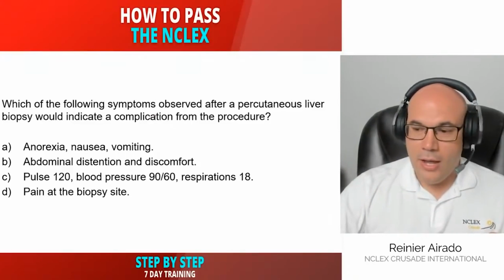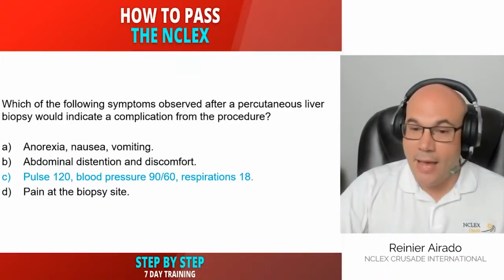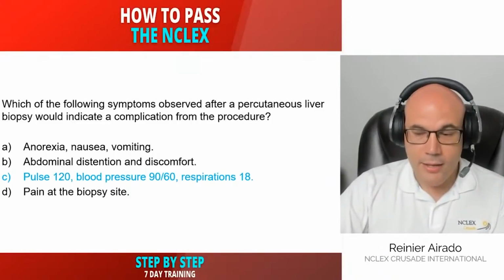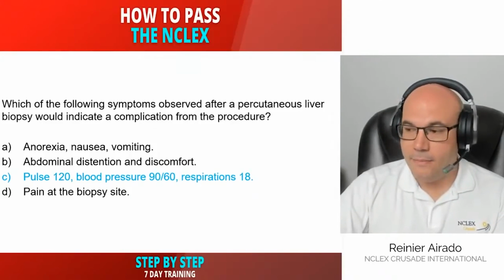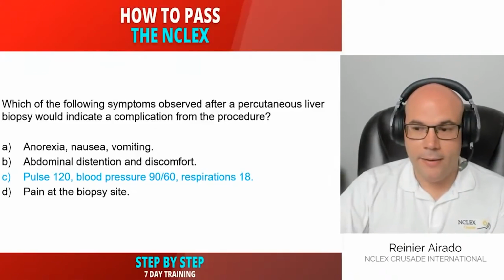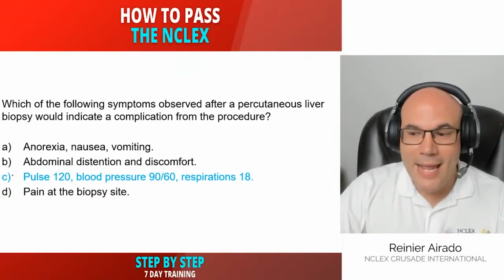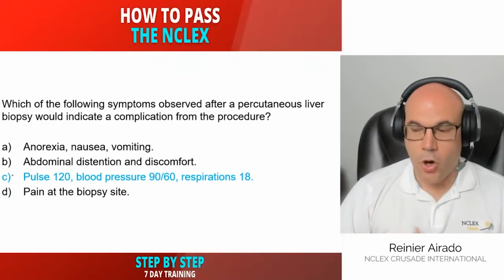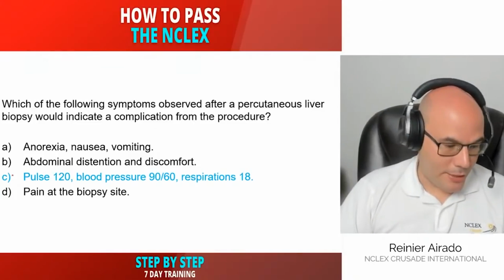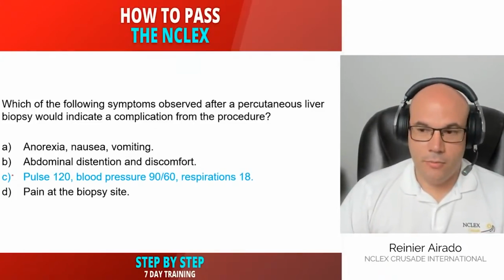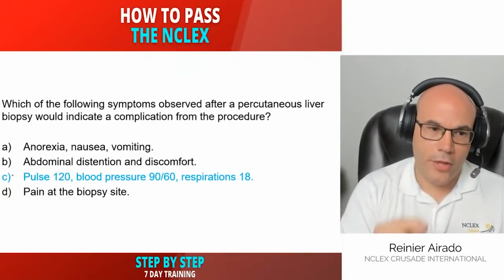Because now, answer C is still the correct answer, but it does not say hemorrhage. It says tachycardia, a pulse of 120, hypotension, 90/60, and normal respiratory rate. It does not say hemorrhage anywhere, but there are clinical manifestations of hemorrhage or bleeding, which is compensatory tachycardia and hypotension. So this question right here is still a content-based question, but it's a little bit harder than the question before.